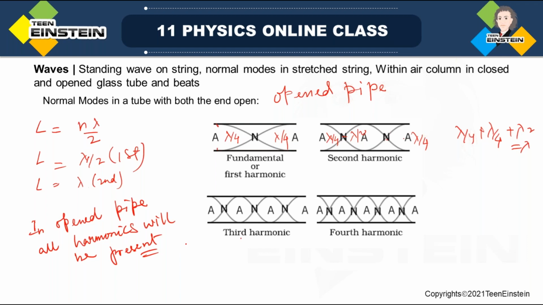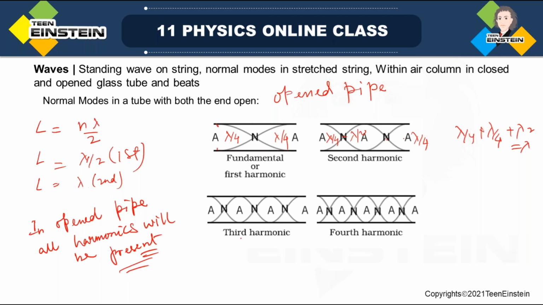You can just note one thing, that when all the harmonics are present, the quality of the sound in case of open pipe would be much more than the quality of the sound in closed pipe. The quality of the sound depends on the number of harmonics present in that sound. So in open pipe all the harmonics are excited in this air column, so the quality of the sound will be much better than that of the closed pipe.